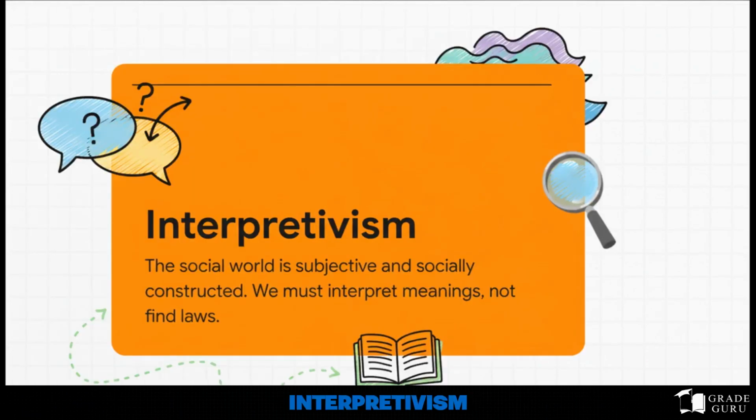Then you've got interpretivism, which just takes a completely different path. It throws out the whole foundation of positivism. Interpretivists argue that the social world isn't objective at all. Why? Because we create it through our shared meanings, our language, our culture. So for them, the goal isn't to find universal laws. It's to understand subjective human experience from the inside.